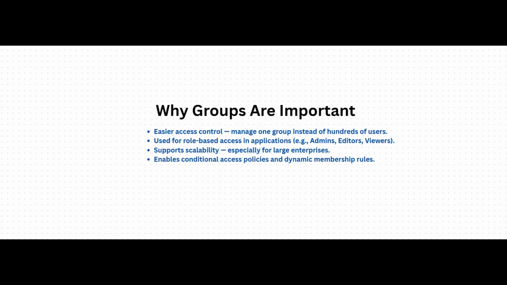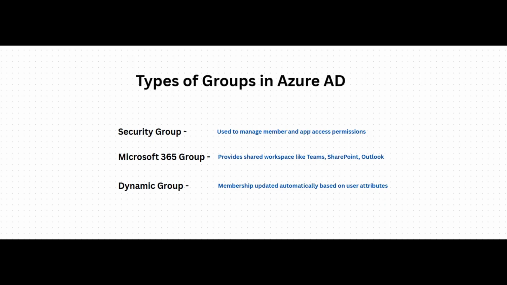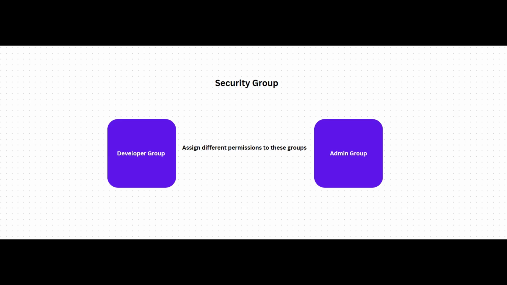Now that we know what groups are and why they are so important, let's move ahead and understand the types of groups available in Azure Active Directory. Basically there are three main types of groups. That is number one, security groups, Microsoft 365 groups, and dynamic groups. Let's go through them one by one. Basically, a security group is used to manage access to resources such as apps, files, and shared folders for a specific set of users.